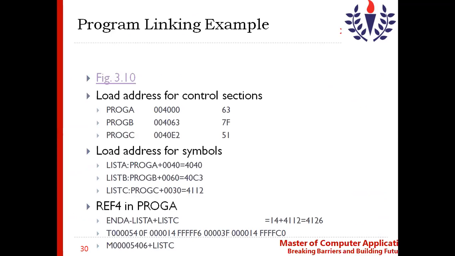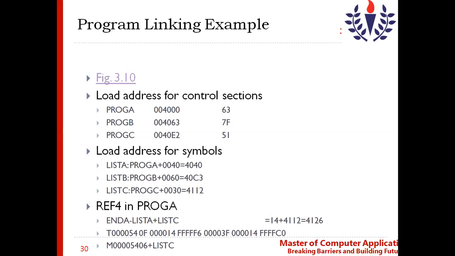So now what is the actual address of list A? The starting address of program A plus the relative address of list A gives you the actual address of list A. So 4000 plus 0040 gives you 4040. Similarly, we can do it for list B and list C also.